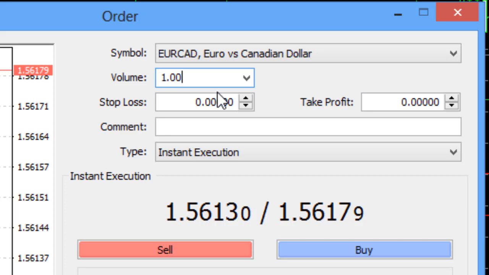Are you getting me? When we did the calculation using the leverage ratio of 1 to 100, our 4 pips was $40. Good.